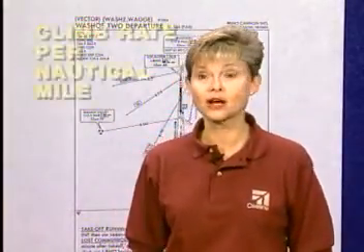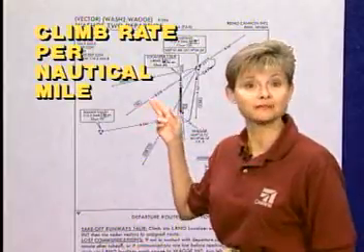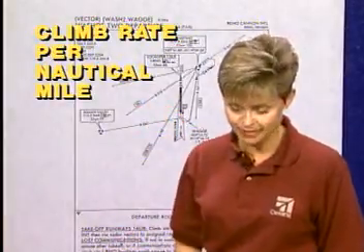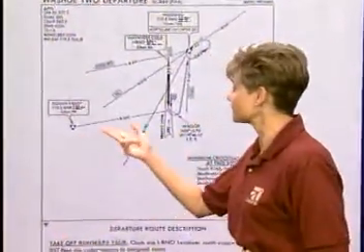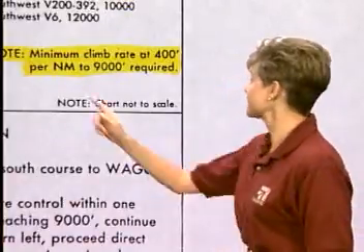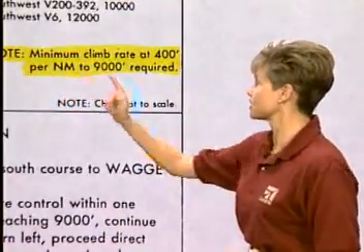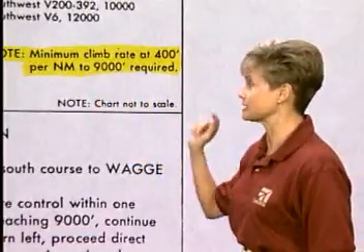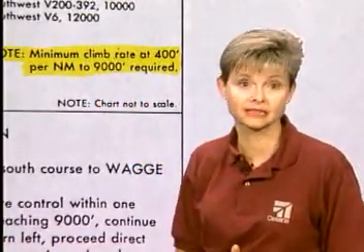Now, it's very common to have a minimum climb rate on an instrument departure. The problem is that the FAA can't tell you the climb rate in feet per minute because your ground speed during the climb makes a big difference in the distance you're going to cover. So what they have to tell you is the climb rate per nautical mile that you have to maintain in order to clear obstructions. And on this departure, right here in the lower right-hand corner, you'll see a note that tells you that you're required to maintain a minimum climb rate of 400 feet per nautical mile to 9,000 feet if you're safely going to fly this departure route in the clouds.